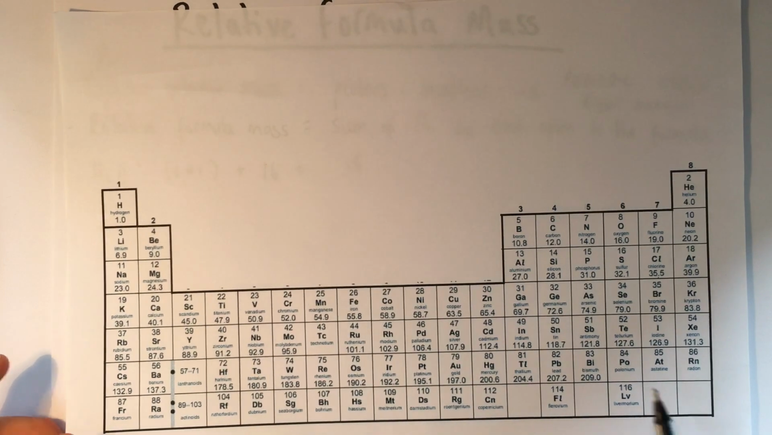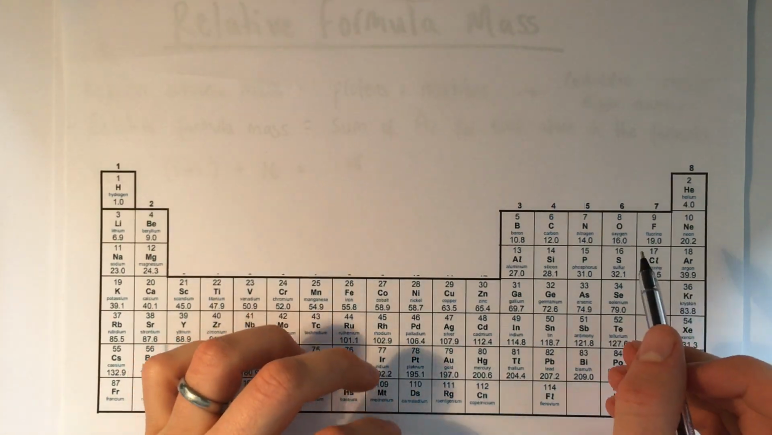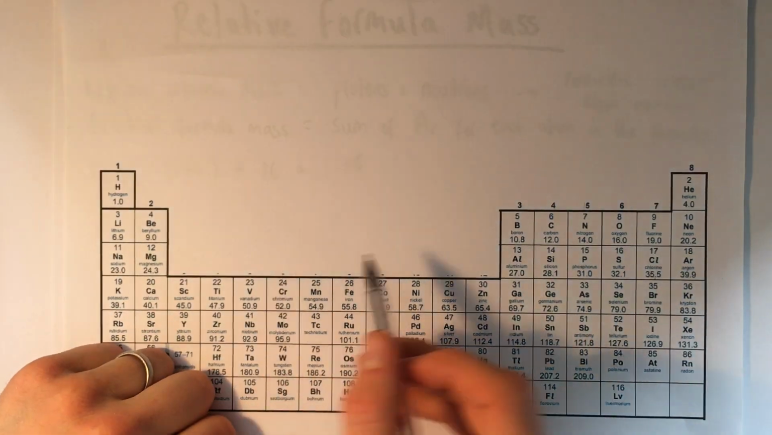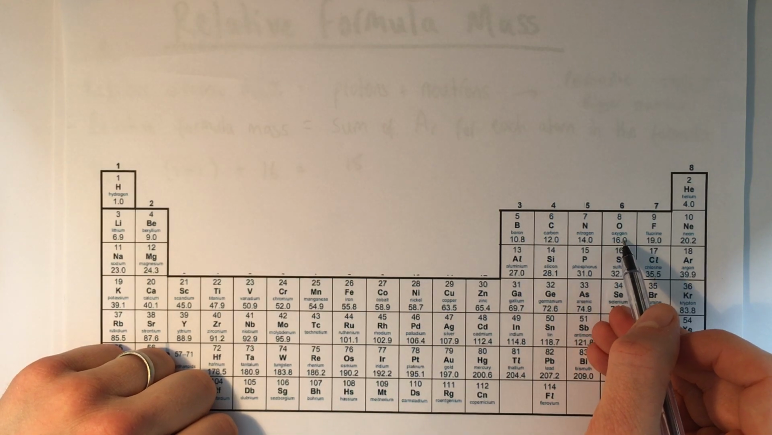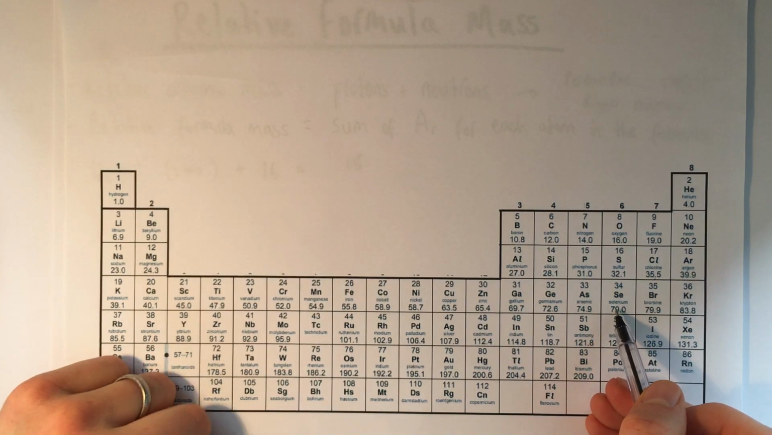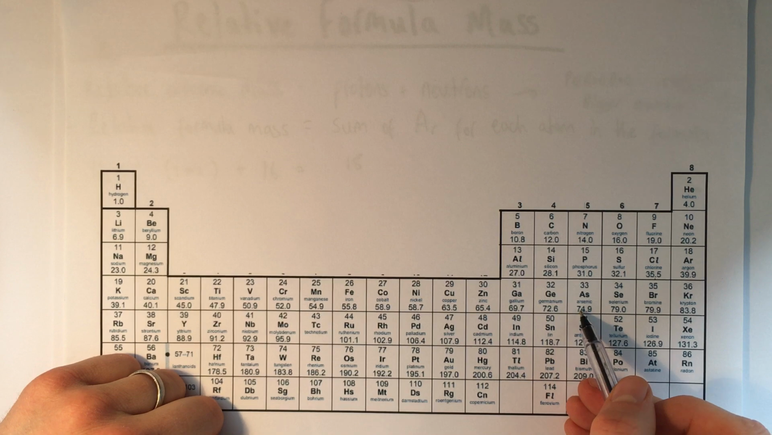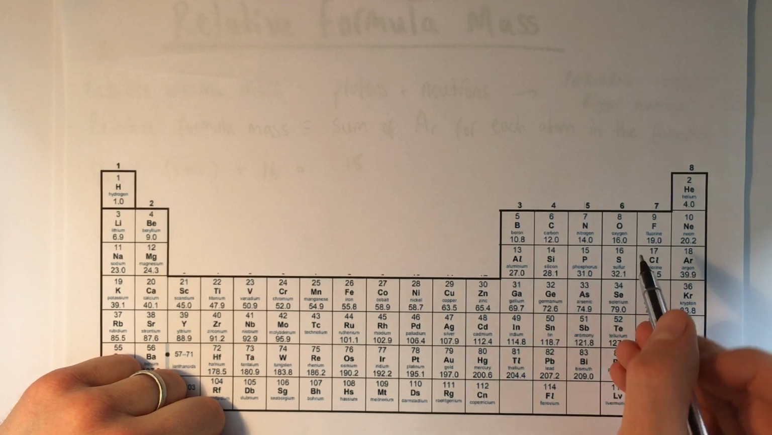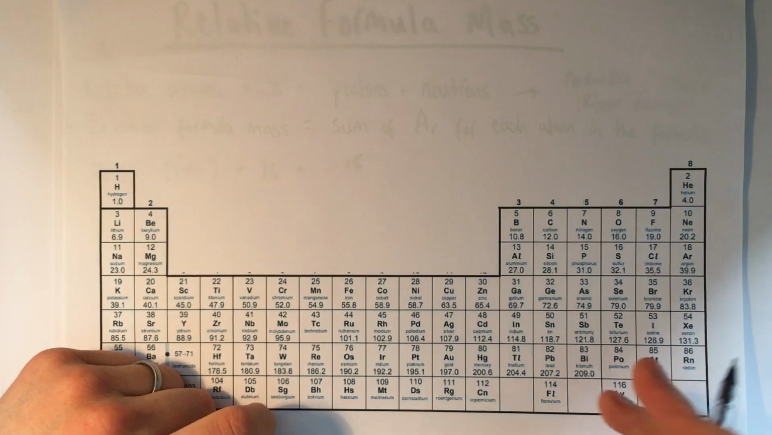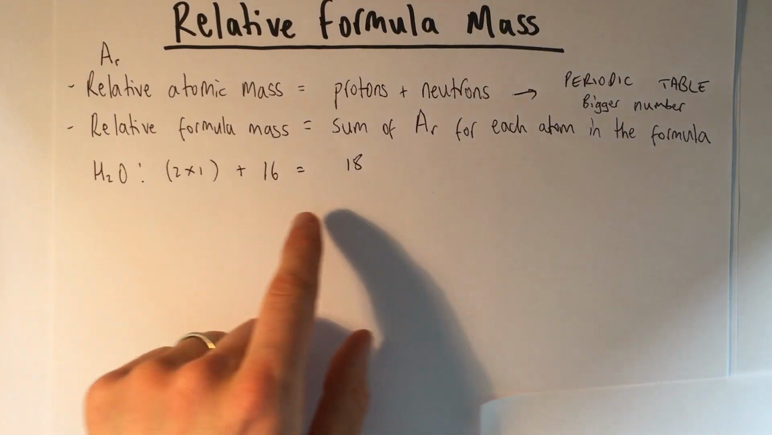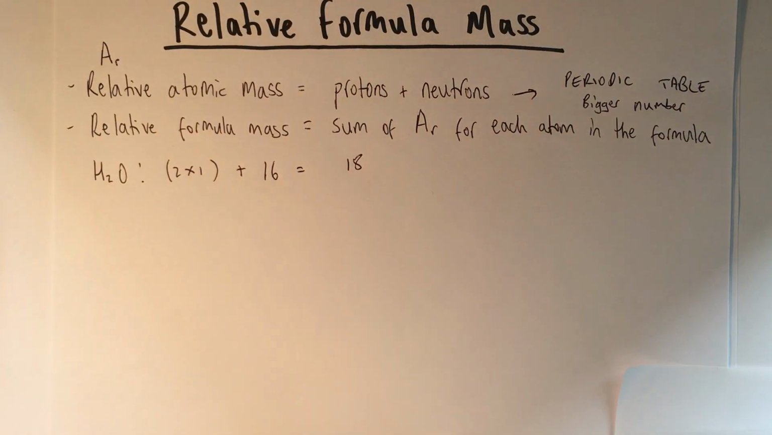I'll just point out at this stage as well that I've just used rounded up numbers. Different periodic tables will tell you the relative atomic mass to different degrees of accuracy. So some of them will have 3 decimal places. This one's got 1 decimal place. I'm just rounding them up to whole numbers to do these calculations just to make it simpler. When you do them, just use however many decimal places is given in your periodic table.